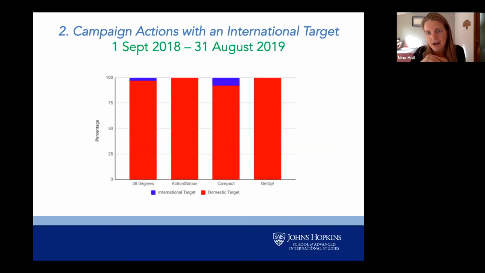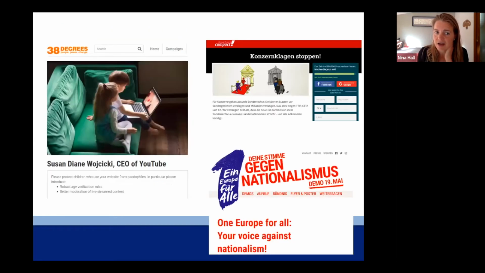But the second part that is really interesting is they're not targeting international institutions, which is what some scholars might think they would do. Rather, they tend to target domestic actors almost exclusively. So the fact that there's only those little bits of blue, there's only 3 cases in my sample where they've targeted an international target. One example is the CEO of YouTube, who 38 Degrees targeted on campaigns around pedophilia. Campact in Germany targeted the EU on one trade case, and they also did campaigns around the European election.